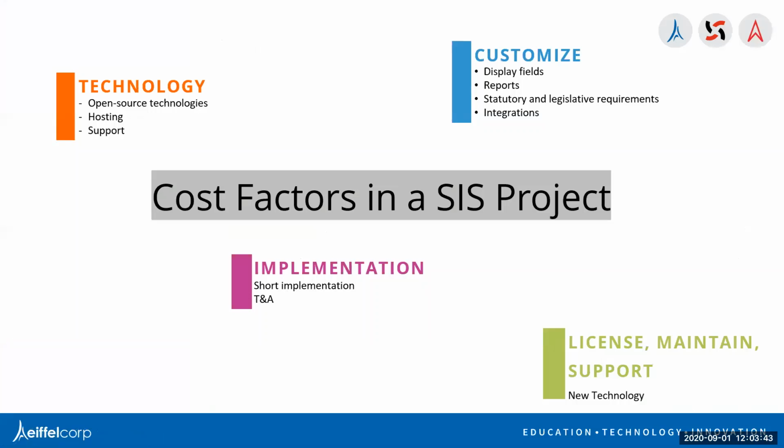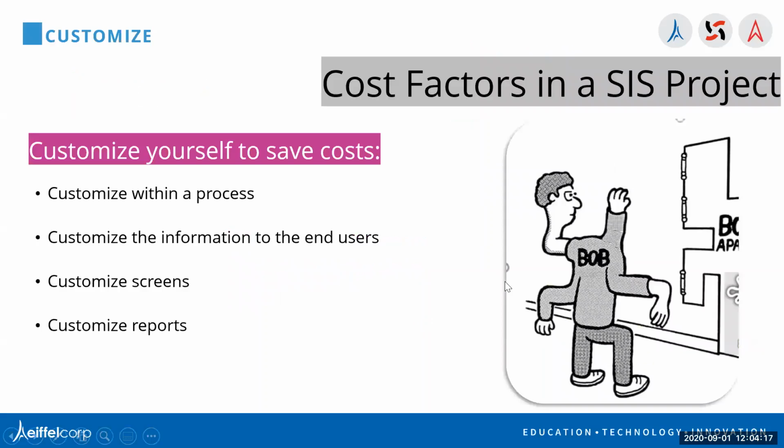So we've looked at technology, we've looked at the implementation of the system, how that is a cost factor, licensing, maintenance and support of the system, which is a recurring cost factor. Let us look at the customization of the system. In my view, this is always discussed, but it is one of the costs that is left out in the initial discussion of a SIS. But it can also be one of the biggest cost factors when deciding on a SIS or maintaining the SIS that you have decided on.